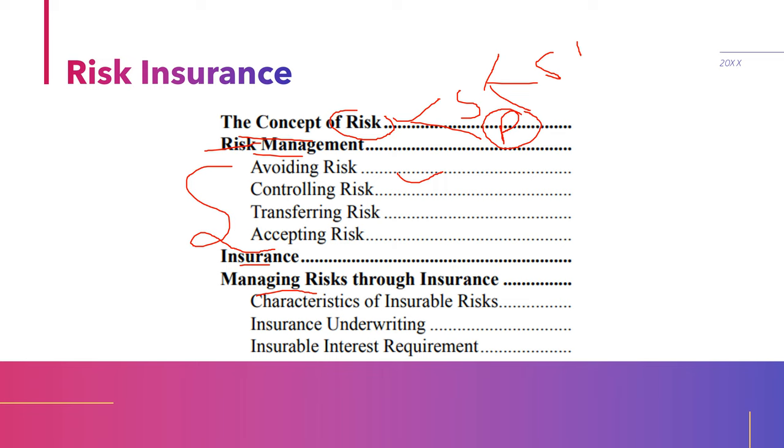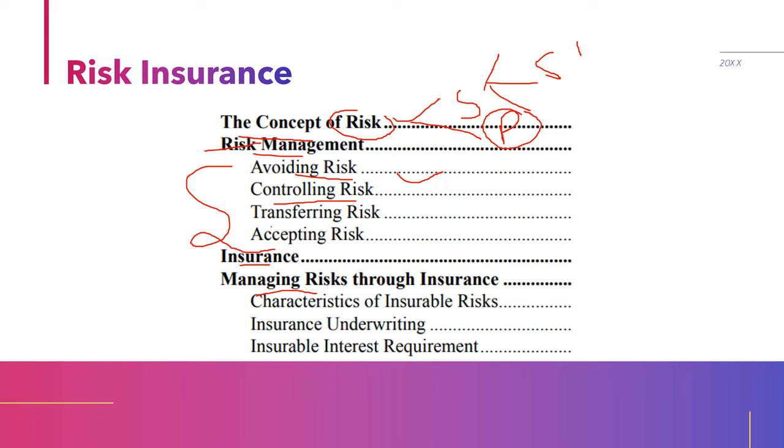For example, let's take the example of stock price. If you don't want to invest in stock, then you have avoided the risk that the price of stock will go down. So that is one common example of avoiding the risk. Second one is controlling the risk. Let's take an example. People can reduce the likelihood of contracting certain diseases by exercising regularly or eating healthy foods. So that is an example of controlling the risk.